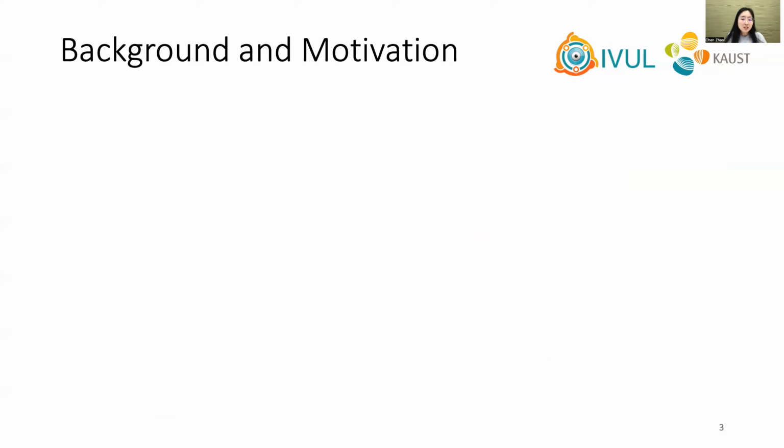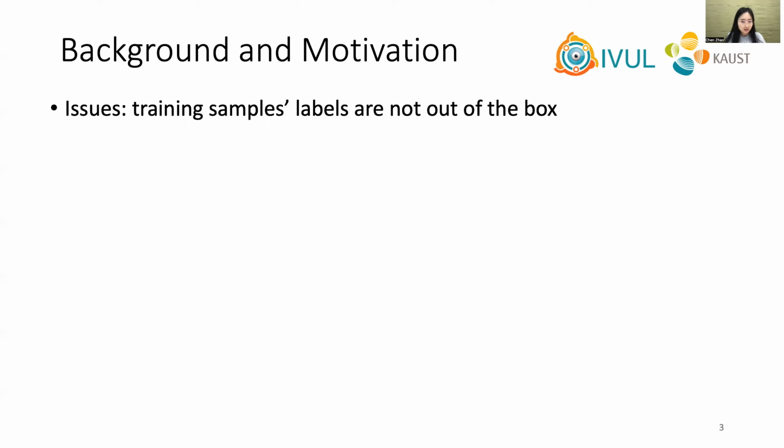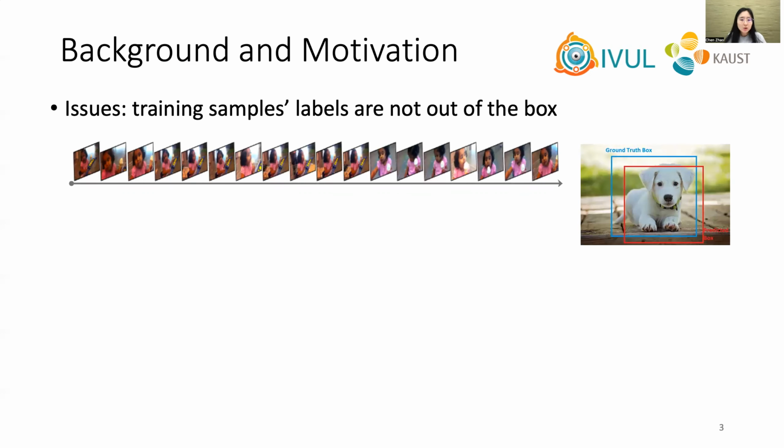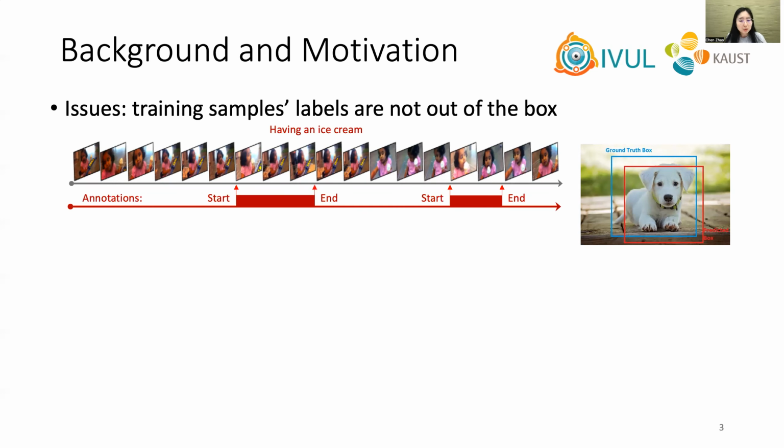However, in detection, training samples, namely anchors or proposals, don't have out-of-the-box ground truth labels. The annotations just tell what actions happen and when, but don't include labels for the samples, which are generated on the fly and are not bijectively aligned with the ground truth actions.